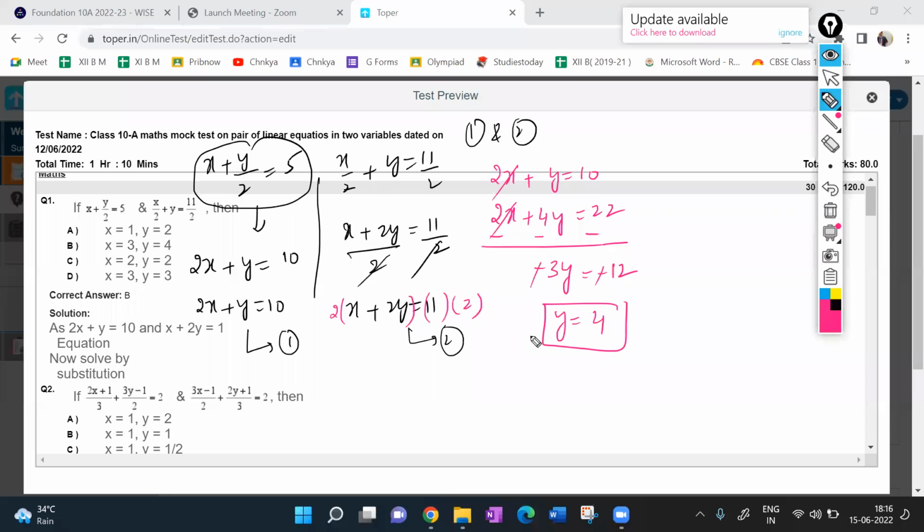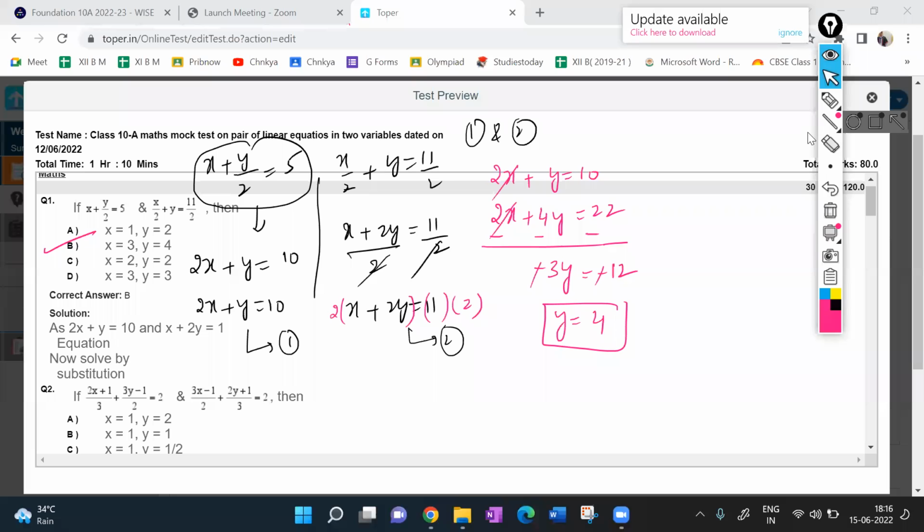Now if you are smart, you will not be finding the x value here. Look at the options. Y is equal to 4 is available in only one option, which is option B. So you need not find the x value now. You can save your time here. Are you able to understand? Yes, if we find the y value, you don't have to find the x value.